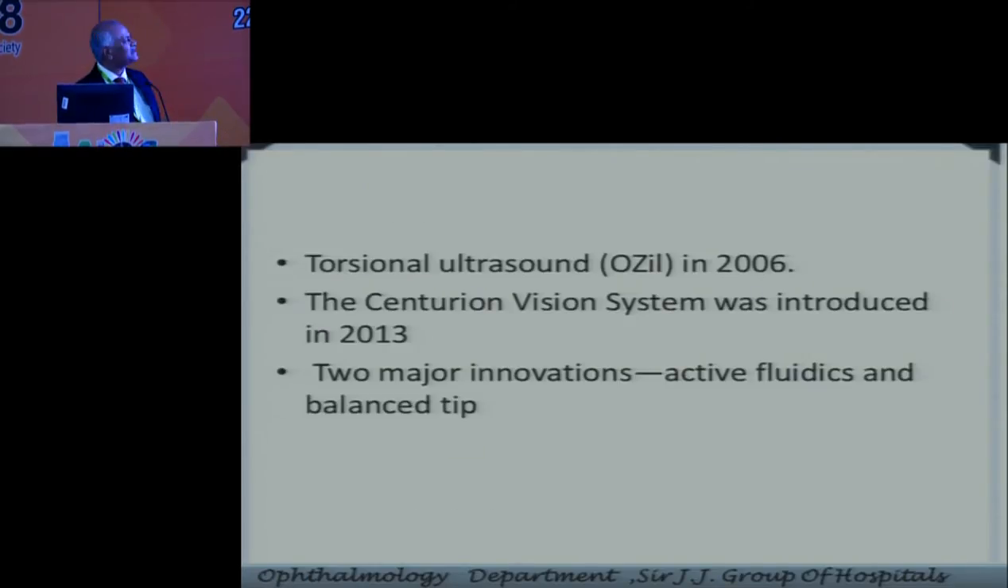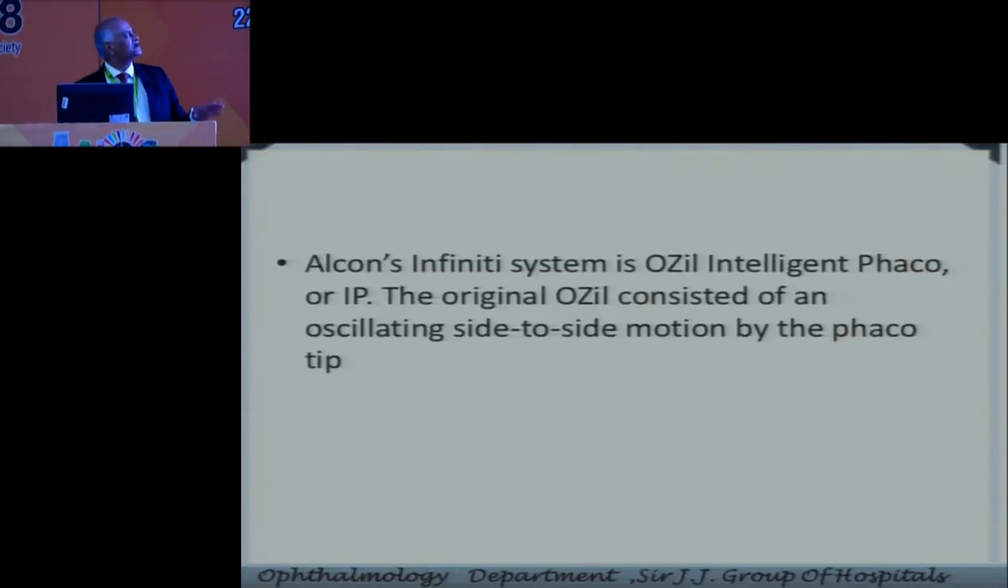Then the torsional ultrasound, that is OZil. It was born in 2006. The Centurion vision system was introduced in 13, and two major innovations, that is active fluidics and the balanced tip, were there in this machine. And now the Alcon Infinity system is an OZil intelligent Phaco. Now see, there we have seen the intuitive Phaco, that Phaco is going to decide.